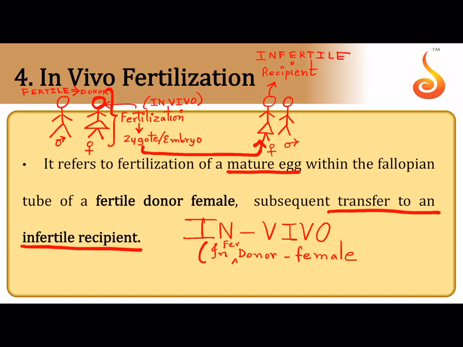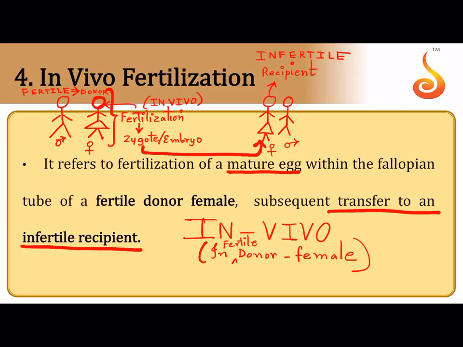So I must be calling her a fertile donor female. It did not happen in a petri dish. If it happened in a petri dish, you will call it as what? In vitro fertilization. Here, the donor couple took part in coitus, and inside the donor female, fertilization took place in her fallopian tube. That's why it is in vivo.